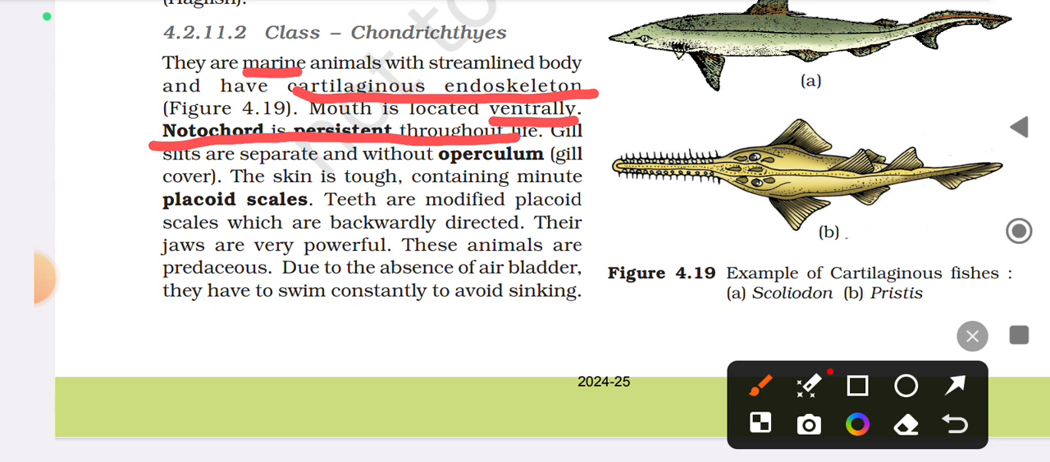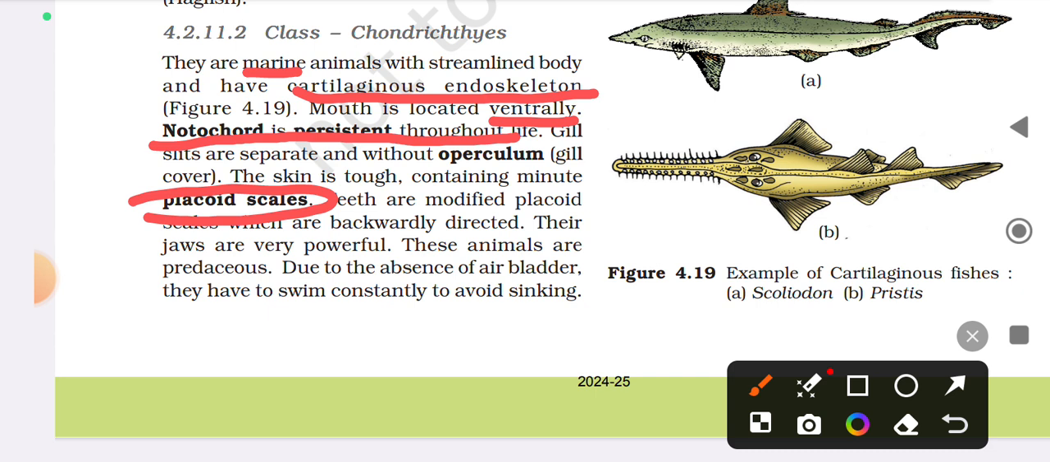The skin is tough, containing minute placoid scales. Dear student, scales are of many types. But you remember one thing, that Chondrichthyes have placoid scales. You cannot easily see these placoid scales in their external features, but they are embedded inside their skin. And teeth are modified placoid scales.